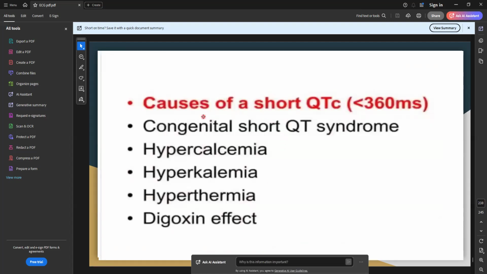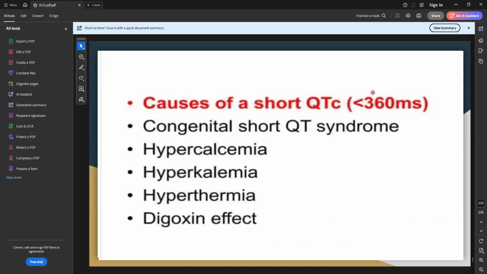What are the causes of short QTC, that is less than 360 milliseconds? The most common causes are congenital short QT syndrome and hypercalcemia. Even in hyperkalemia, hyperthermia and digoxin toxicity, you will find short QTC, but it is more prominent in hyperkalemia.